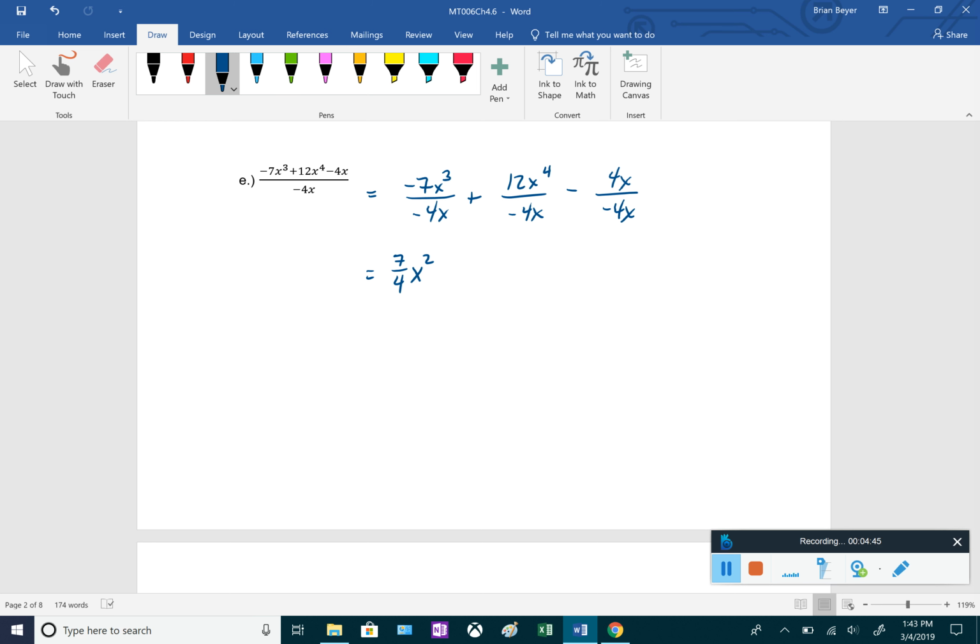And then for the next one, 12 over negative 4, we know it's going to be minus 3. 12 over 4 is 3, but it was negative. X to the 4th over x leaves us with x cubed. For the last one, we have a negative and a negative, so it's going to end up being positive. 4x over 4x is just 1, so positive 1. Okay, so that's the answer for that one.